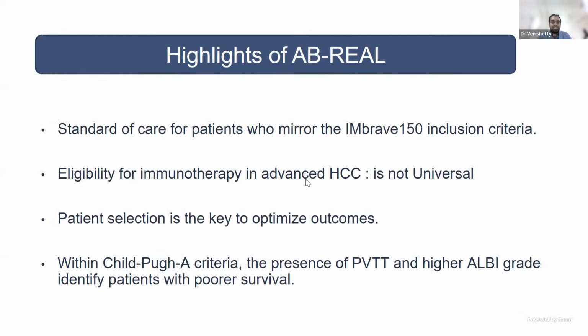So these were the final AB-real highlights, which show a standard of care that mirrored IMbrave150. The eligibility for immunotherapy in advanced HCC is not universal, and patient selection is the key to optimizing outcomes. Even within Child A, although we say Child A patients perform better, the presence of PVTT and a higher ALBI grade identify patients with poorer survival.